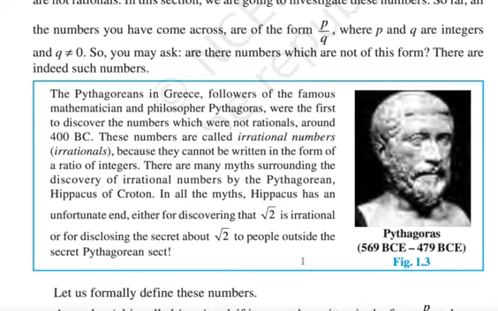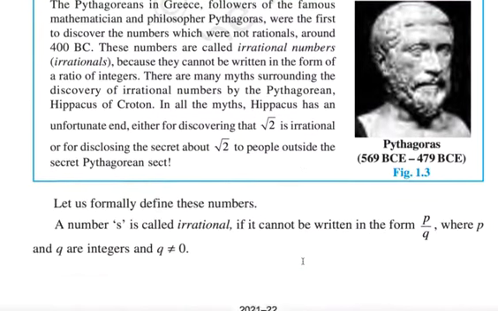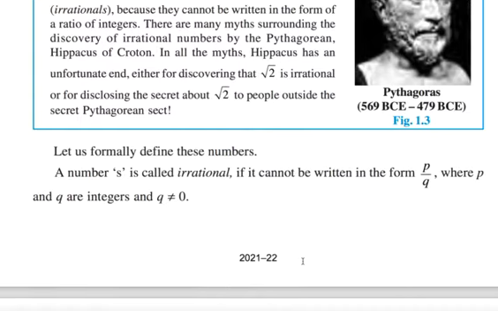There are many myths surrounding the discovery of irrational numbers by the Pythagorean Hipparchus of Croton. In all the myths, Hipparchus has an unfortunate end, either for discovering that root 2 is irrational or for disclosing the secret about root 2 to people outside the secret Pythagorean sect. Let us not go into those myths.